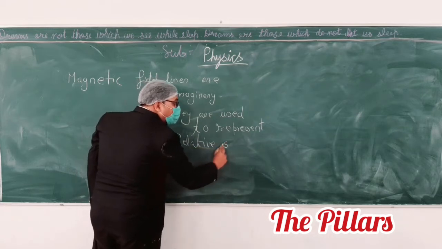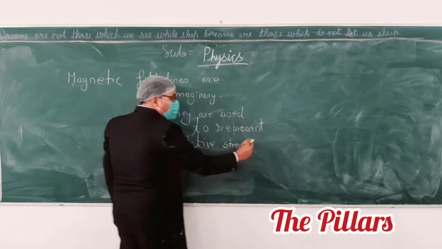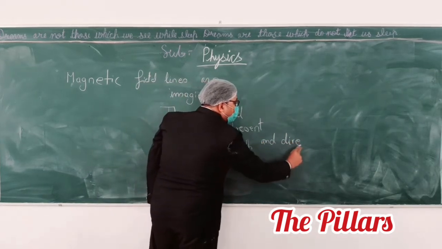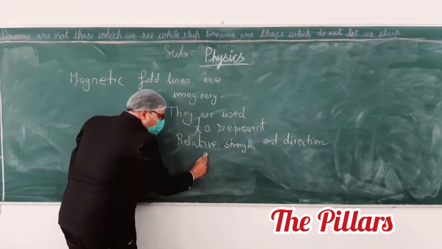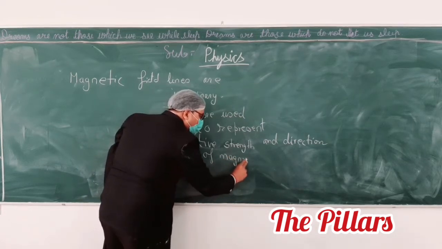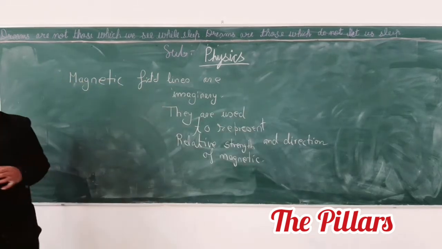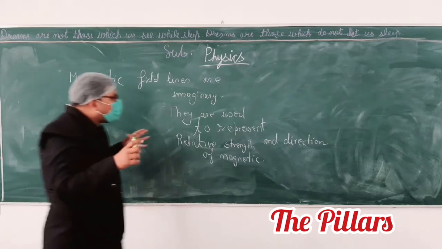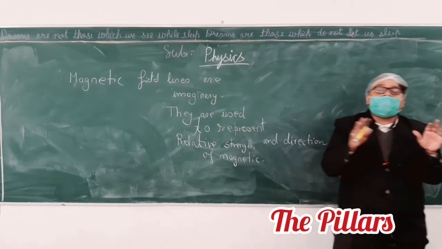Relative strength and direction of magnetic field. Okay? If somebody asks you what magnetic lines of force are, you can say it like that. So it has some properties. Magnetic field lines are used to represent relative strength as well as direction.